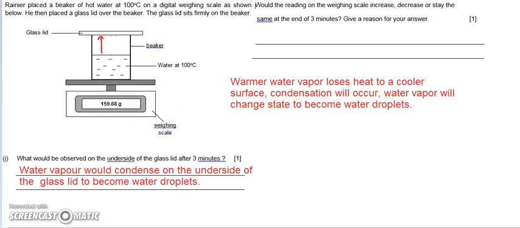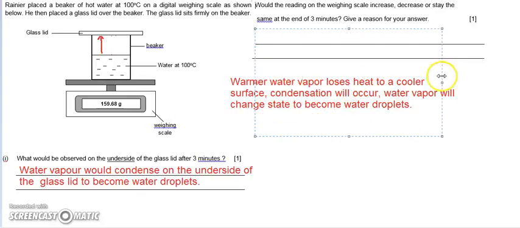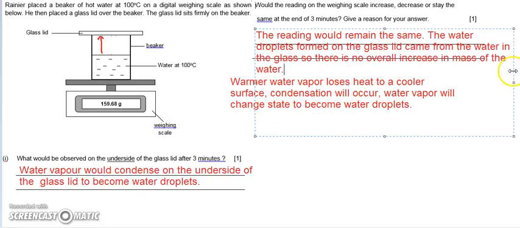Remember again one more time, the water in the beaker evaporates, touches the colder surface, becomes water droplets again, and drops into the water. So, would the reading on the weighing scale increase? Because there is no water escaping, the water will always be the same. So, if the water will always be the same, therefore the reading will always remain the same.